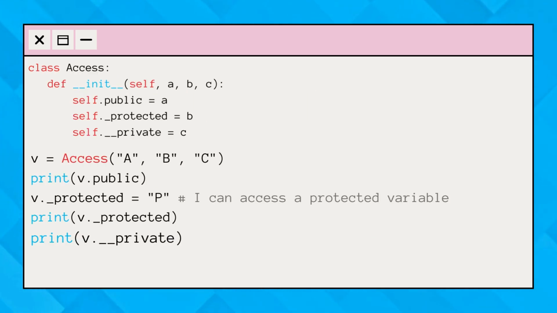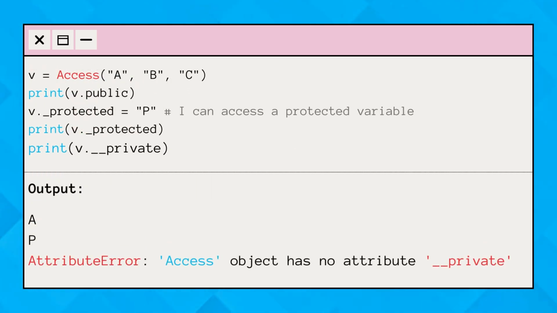Now it's time to justify the theory learned so far. We can see that an instance of the access class is created, passing A, B, and C as arguments. When we run the code, we'll get this output. Looking at the output, we can see that we got the value of the public attribute v.public, which is A. Public attributes are accessible from anywhere, so this works as expected.